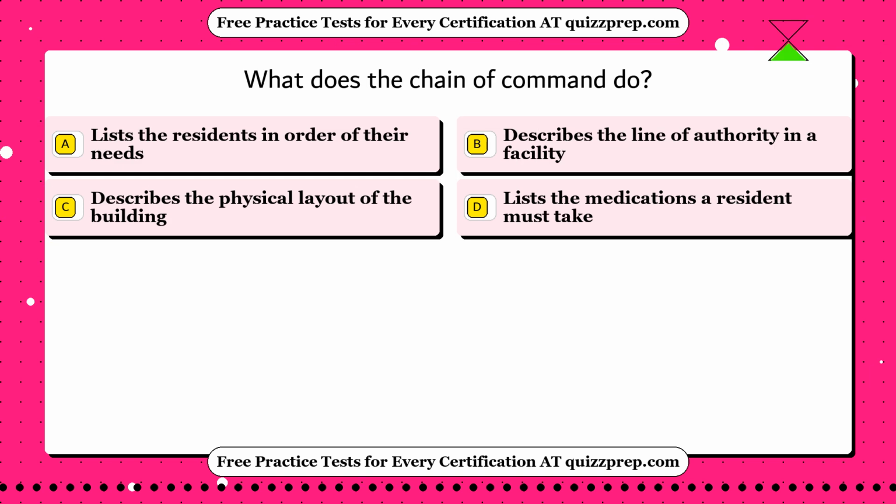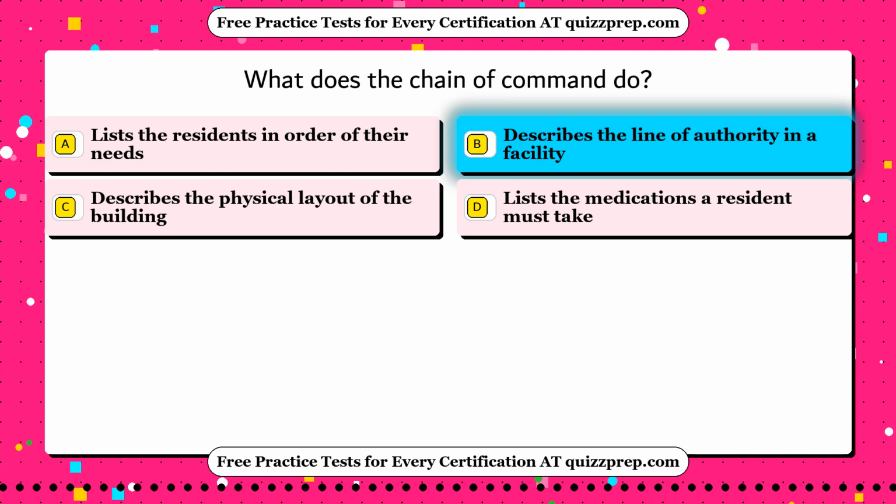Question 61. What does the chain of command do? Option A. Lists the residents in order of their needs. Option B. Describes the line of authority in a facility. Option C. Describes the physical layout of the building. Option D. Lists the medications a resident must take.